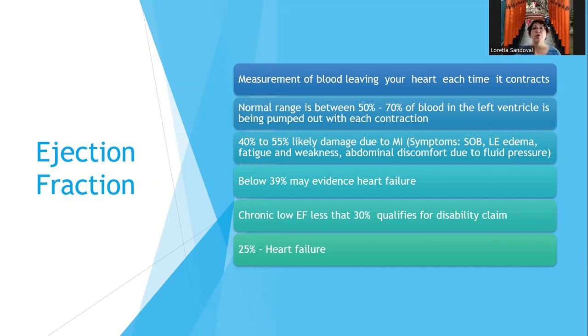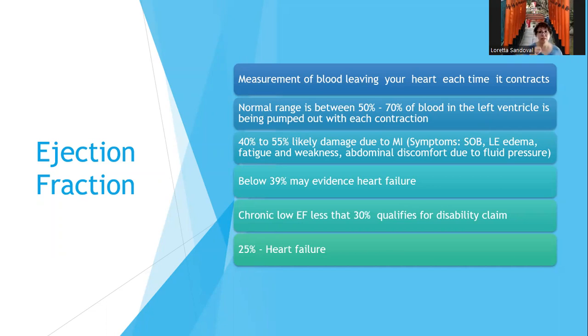If your heart is only pumping 40 to 55%, it's likely that you have damage due to a myocardial infarction, and you're probably going to have symptoms associated with that. So symptoms can include shortness of breath, lower extremity edema, fatigue and weakness, abdominal discomfort, and the abdominal discomfort is due to fluid pressure because you're not effectively moving fluids around your body. Below 35% ejection fraction may be evidence of heart failure.